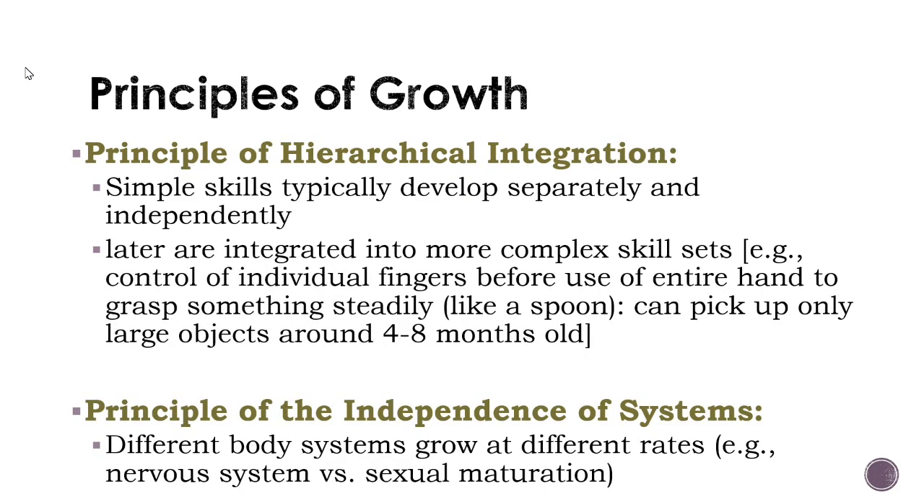All right, now the last two, it's very easy to get these confused. You'll see why in just a second. The third one is the principle of hierarchical integration. Hierarchy meaning importance, integration meaning combining. In this principle of growth, the simple skills develop separately and independently, but then later we integrate those individual skills and use them to create a more complex skill. For example, you have the control of individual fingers before you can use the entire hand to grasp something more steadily, like a spoon.